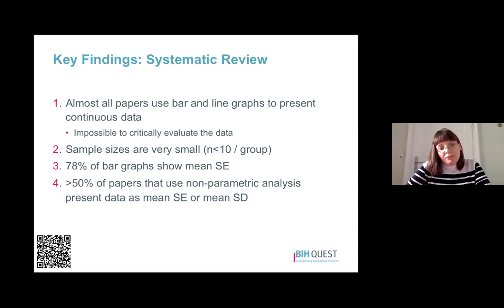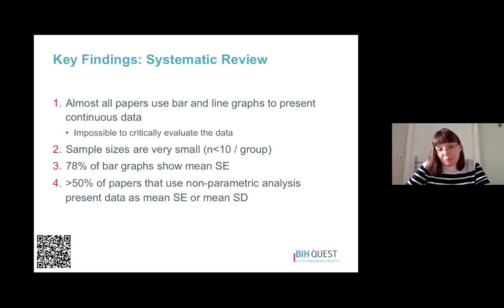And then we also found that this practice was so strong that when we looked at papers that were using non-parametric analyses, more than half of the papers showed data that they had analyzed non-parametrically as either a mean and standard error or mean and standard deviation.